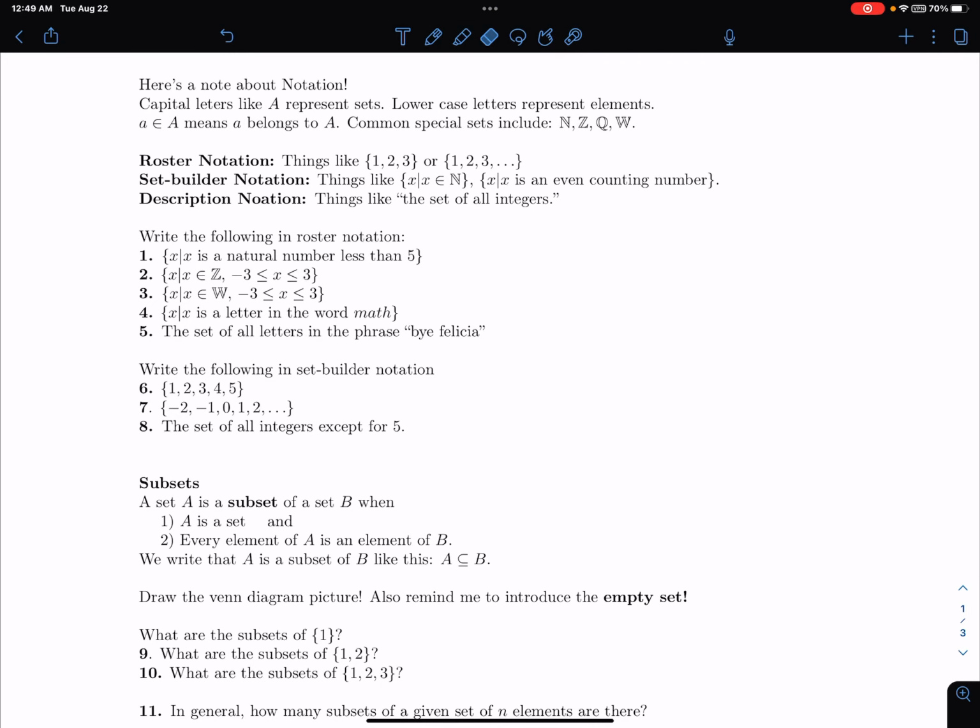Okay guys, in this second video, let's talk about some of these definitions that we sort of implicitly started to use already. Roster notation, set builder notation, and descriptive notation or description notation. So first of all, roster notation.